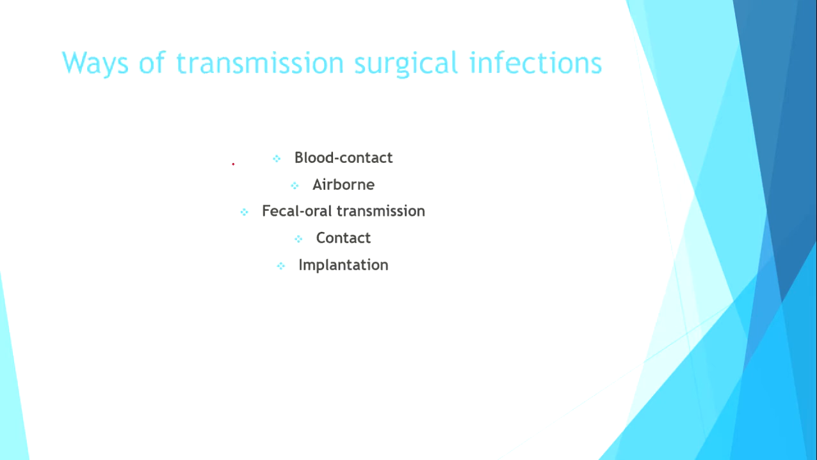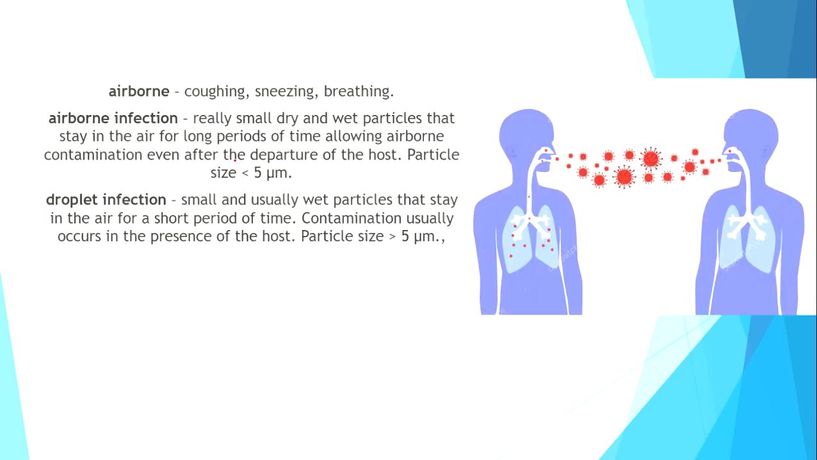Ways of transmission of surgical infections: blood contact, airborne, fecal-oral transmission, contact or implantation. Airborne: coughing, sneezing, breathing. Airborne infection involves really small dry and wet particles that stay in the air for long periods of time, allowing airborne contamination even after the departure of the host.